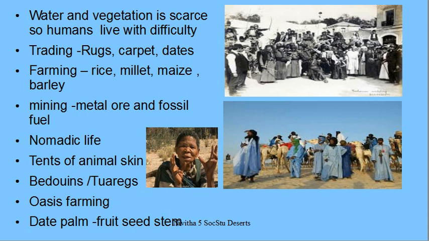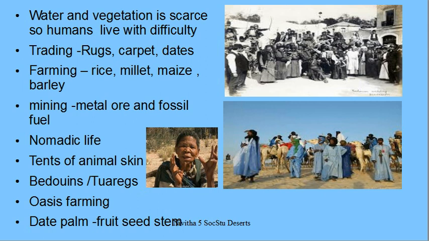The Bedouins and the Tuaregs are the popular nomadic tribes of the deserts. Oasis is the only place where farming is possible. Oasis is a source of water from within the desert, a place in the desert where there is water and where plants can grow or agriculture can be carried out.